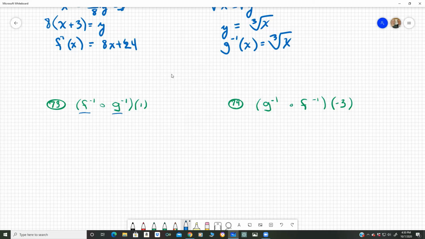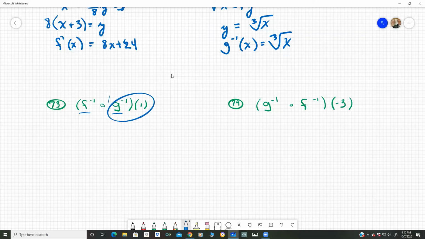And remember, when we have this type of notation, we start on the right side, and we're going to find the inverse of our g function of 1. So look at our g function, the third root of x. We're just going to go ahead and put our 1 in, and we're going to find that it is equal to 1.